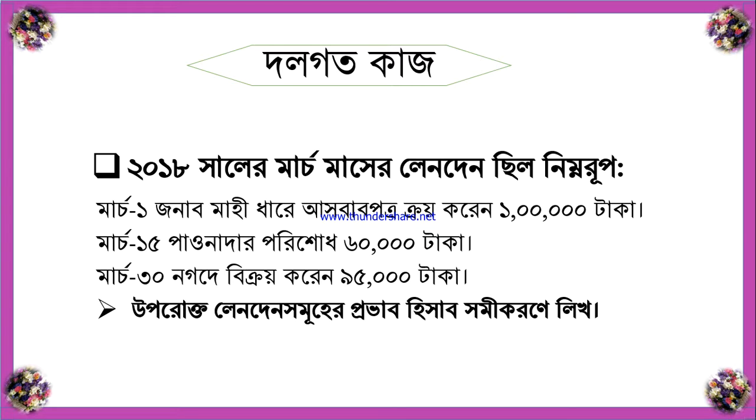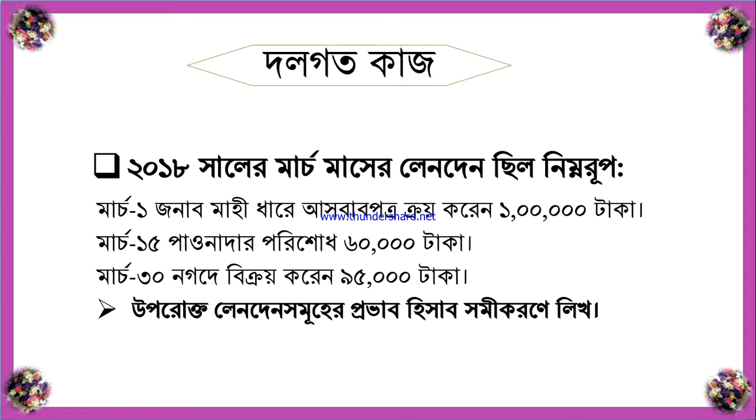Now see the transaction in March 2018. On March 1, Mr. Mahi purchased furniture for taka 1 lakh. So what will be the journal entry? As the asset has come into the business, the asset account will be debit. That means furniture will be debit, and the cash has not gone out because it is purchased on credit. This is why accounts payable will be credit. If we purchase this furniture by signing a note, then we have to write notes payable as credit. So what will be the journal entry?